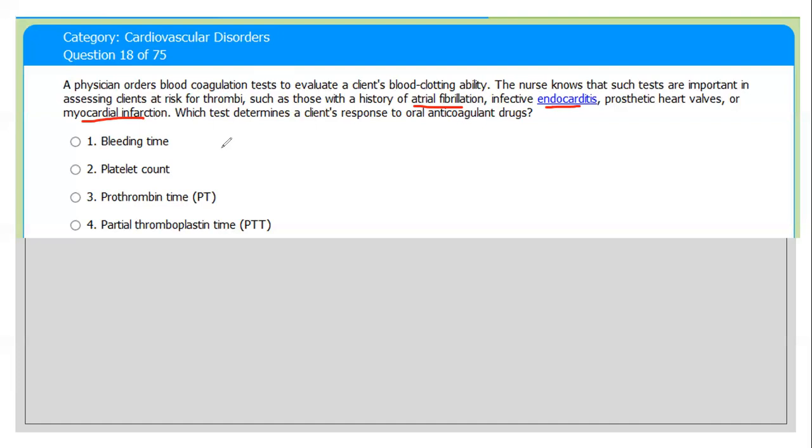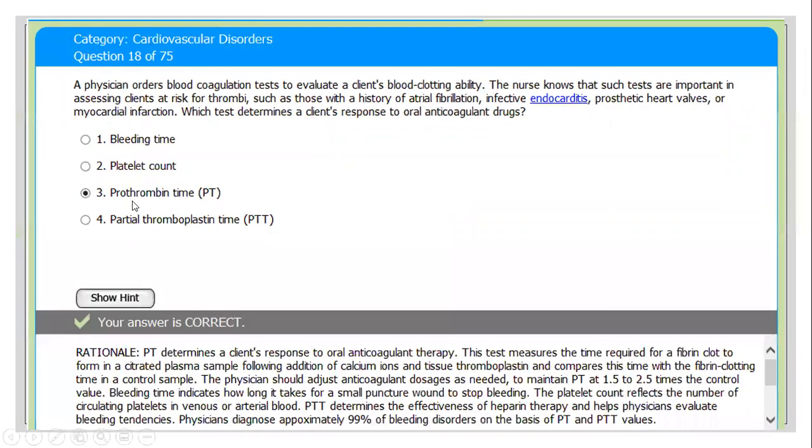Very common. Which test determines the client response to oral anticoagulant drugs? So if a patient has it, we will prescribe the blood thinner or anticoagulant. Bleeding time, platelet count, prothrombin time, and also partial thromboplastin time. So what is the marker? Answer is prothrombin time, right? So it is important to know what the normal range of this is.